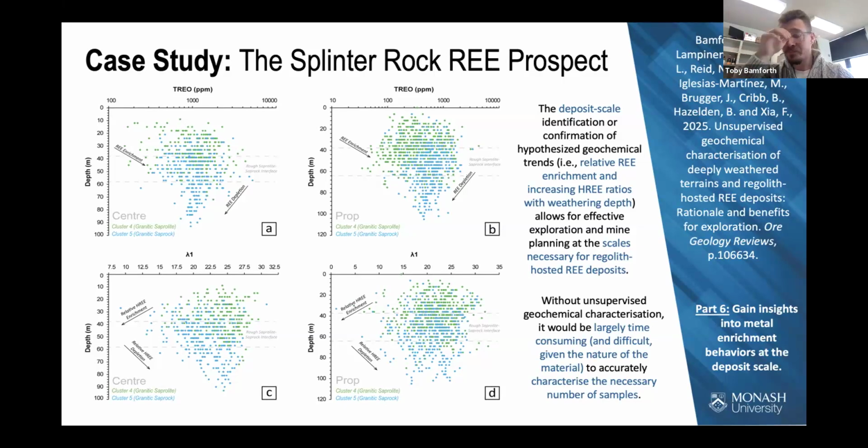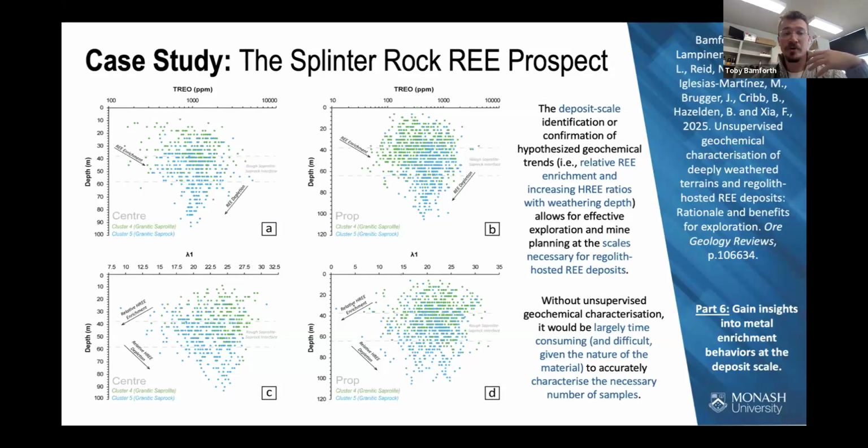The question then is, how can we confirm this on the deposit scale that is necessary for an economic rare earth element deposit? This is one of the ways we can do that. We can characterize large volumes of material and look at the trends and confirm whether these trends correlate across entire deposits. In the case of Splinter Rock, it looks like that's true.